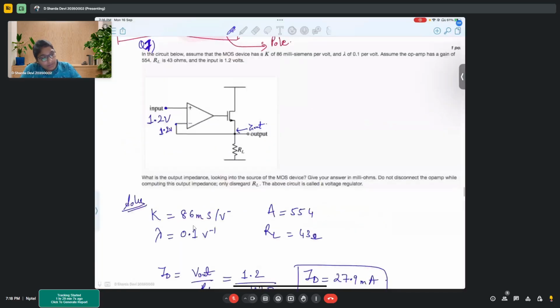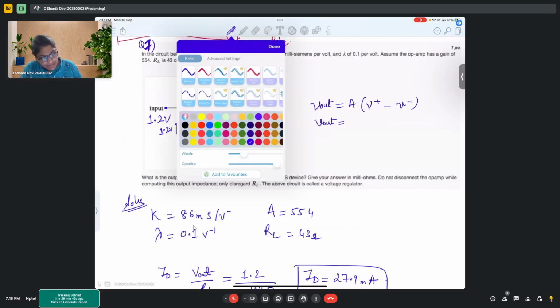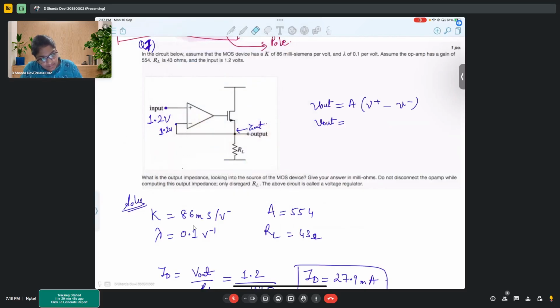Now, in an op-amp, how does the output look like? It is gain times V plus minus V minus. So if I talk about this particular circuit, considering that there is no input in the negative terminal, right? So V out is... we want to calculate Z out, right? So let's see how can we do that.